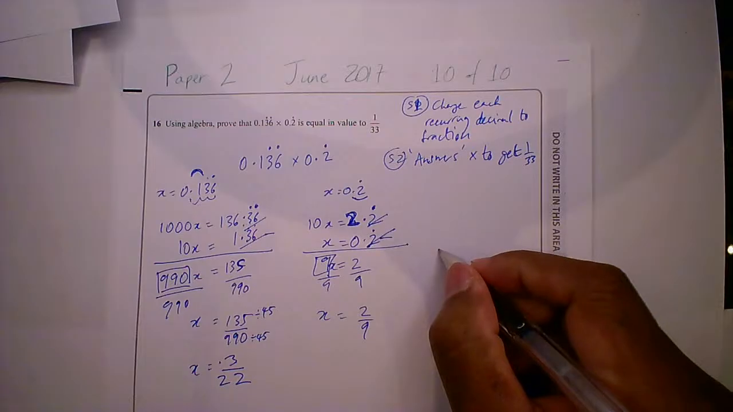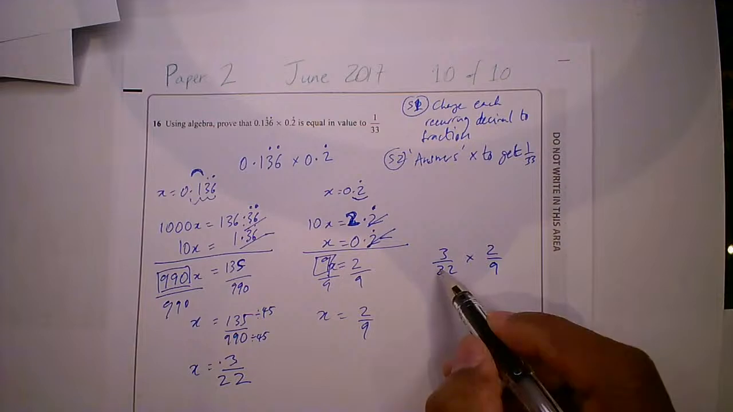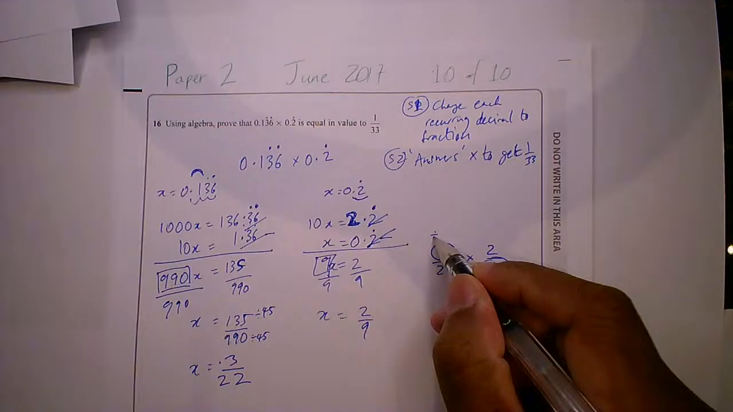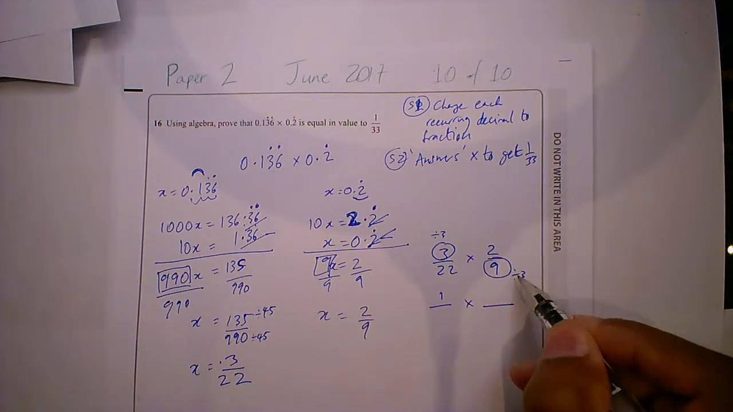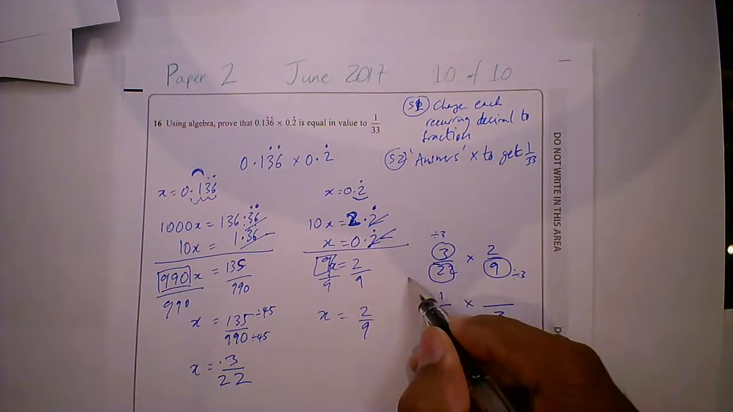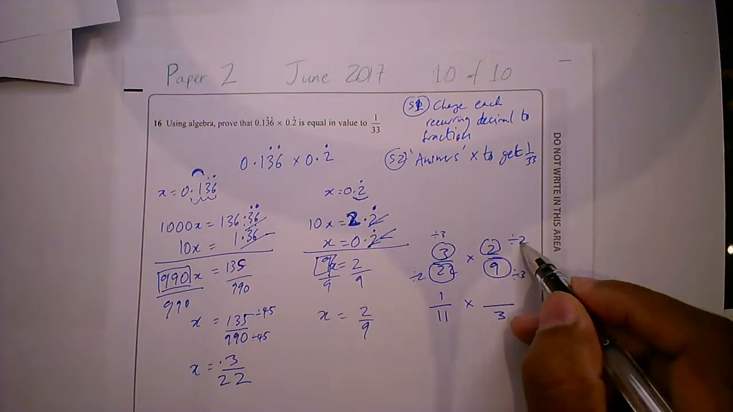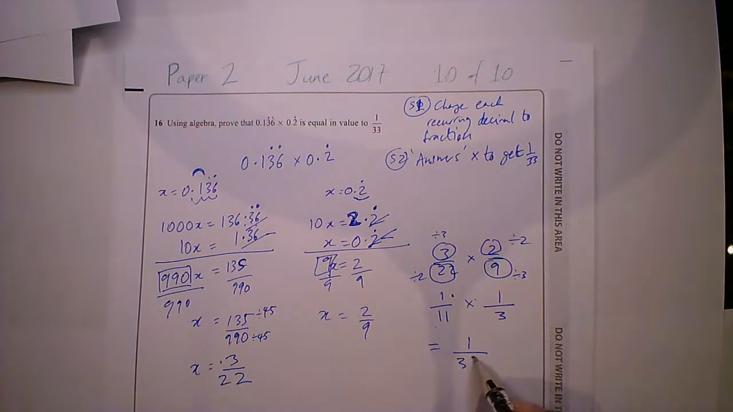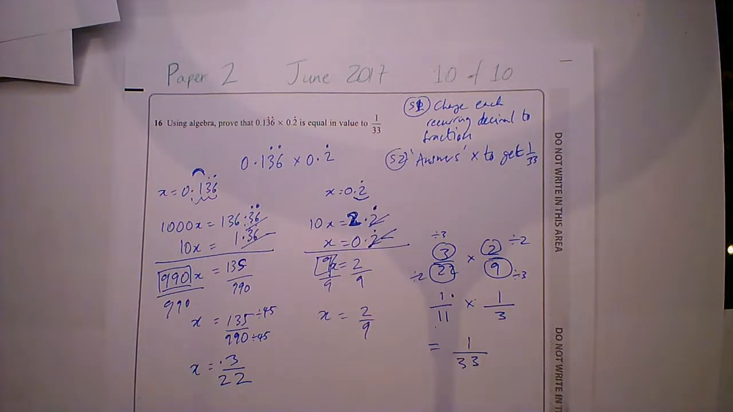So now I can just put 3 over 22 times 2 over 9. I can see vertically I can't do anything, but diagonally I can cancel out. Divide by 3, divide by 3, that becomes 1. 9 divided by 3 is 3. And here I can divide by 2. 22 divided by 2 is 11. 2 divided by 2 is 1. 1 times 1 is 1. 11 times 3 is 33. And that is what they've asked me to show, 1 over 33.